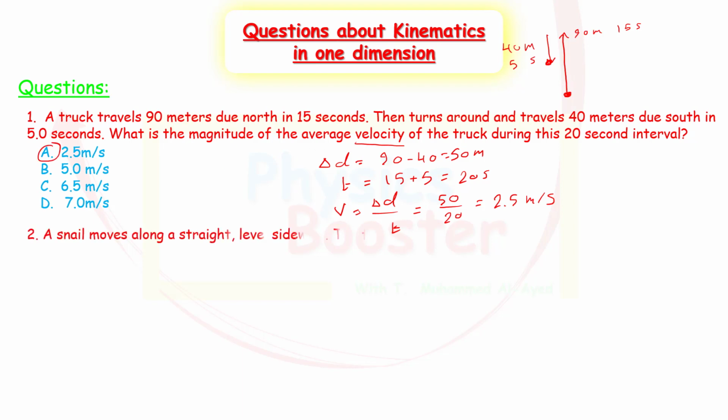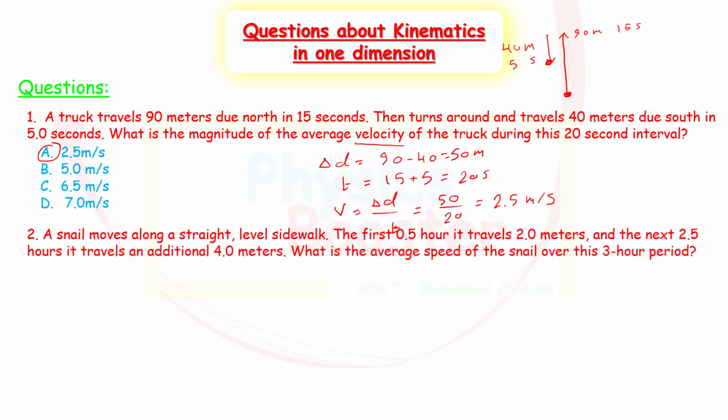The second question says that a snail moves along a straight level sidewalk. In the first 0.5 hours it traveled 2 meters, and in the second 2.5 hours it traveled 4 meters. What is the average speed? So it's asking here about the speed, but there's another term here. It says what is the average speed? Well, to find the average speed, first we need to find the first speed, which is 0.5 hours to travel 2 meters, and the second speed, which is 2.5 hours to travel 4 meters.